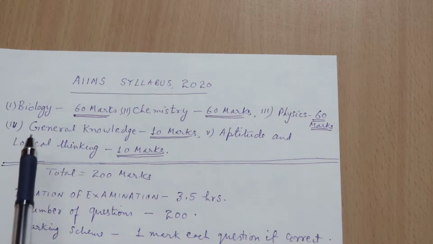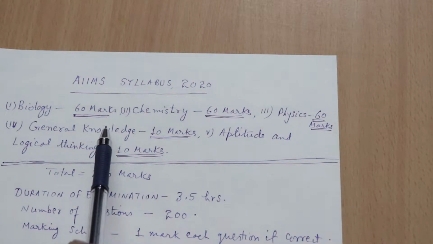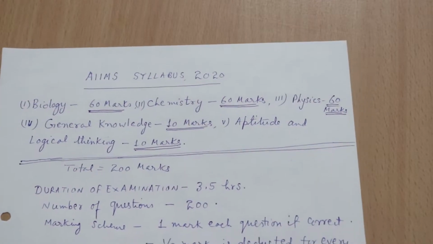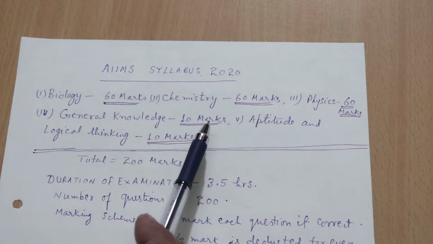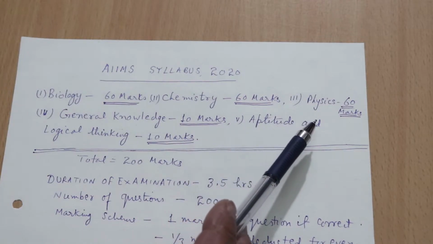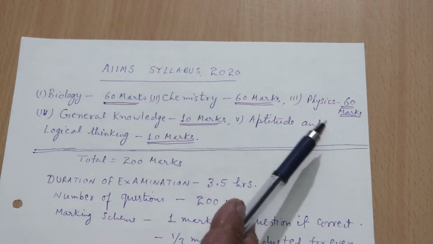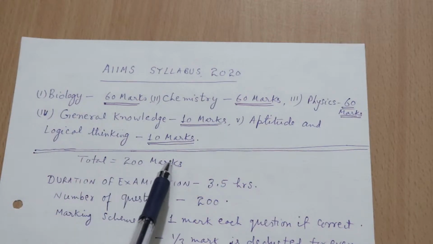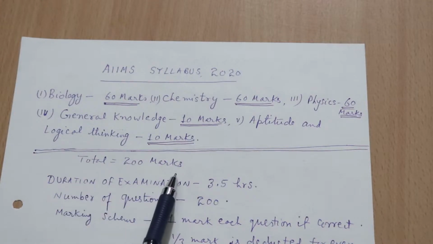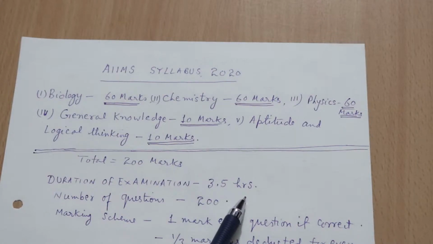Now here you see biology, it will be 60 marks. Then chemistry 60 marks. And also physics 60 marks. General knowledge 10 marks. Aptitude and logical thinking will be 10 marks. So your total will be 200 marks and duration of examination will be 3.5 hours. And the number of questions you'll get in the AIIMS exam will be 200 questions.